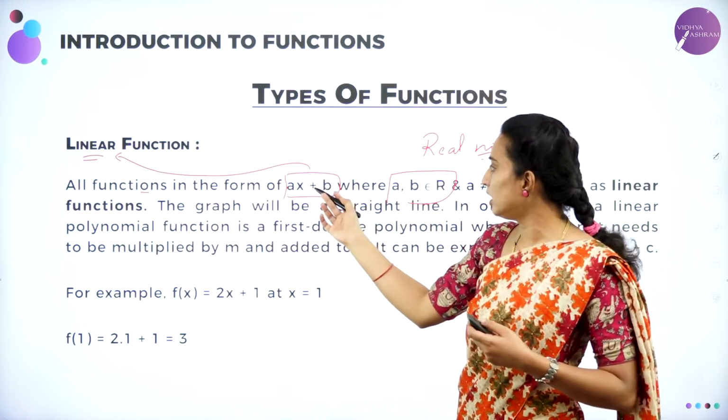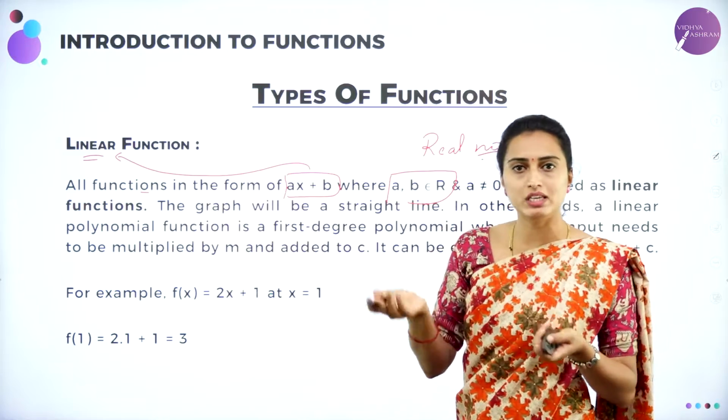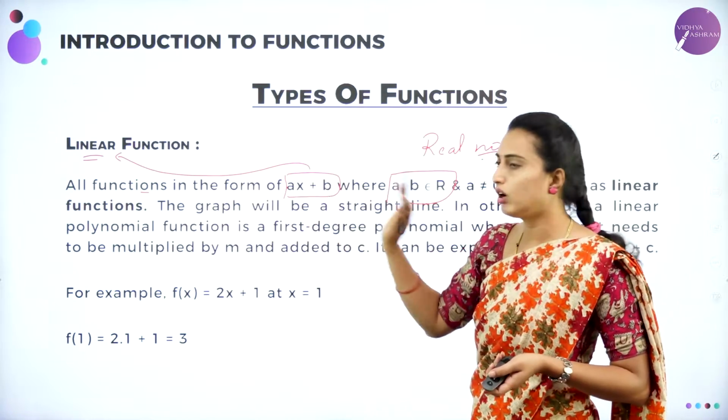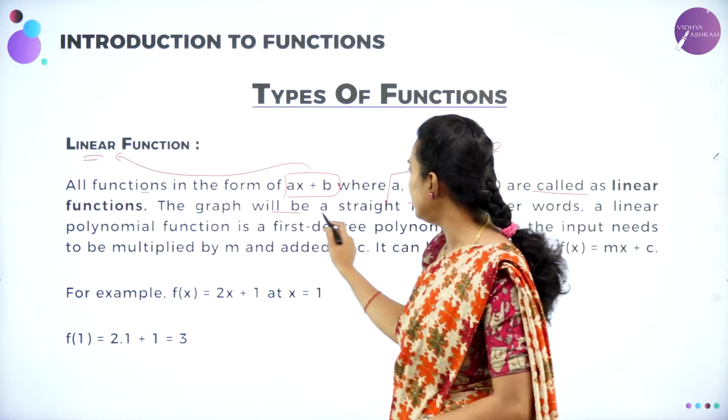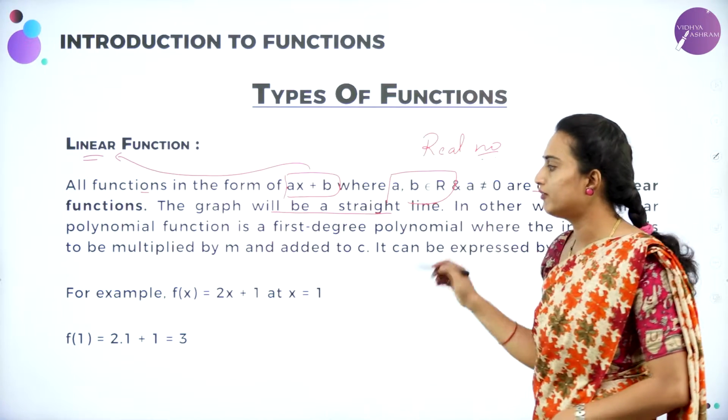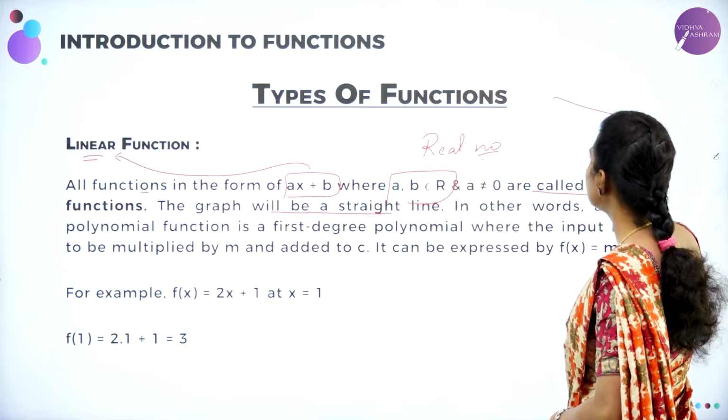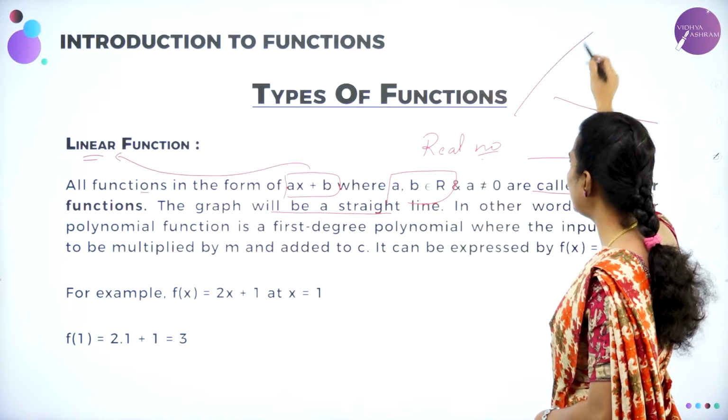If a equals 0, it will not exist, only b, which is a constant term. So a must not be equal to 0 for it to be called a linear function. The graph of a linear function will be a straight line, either like this or like this. Any straight line you can have.